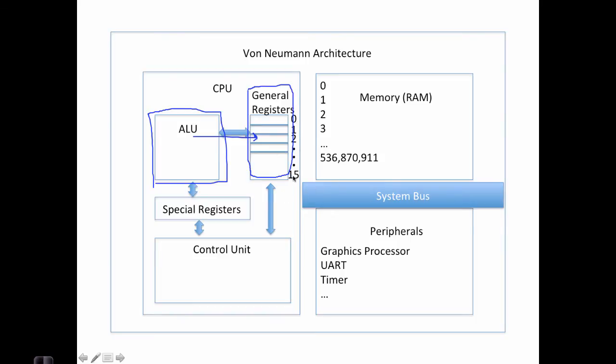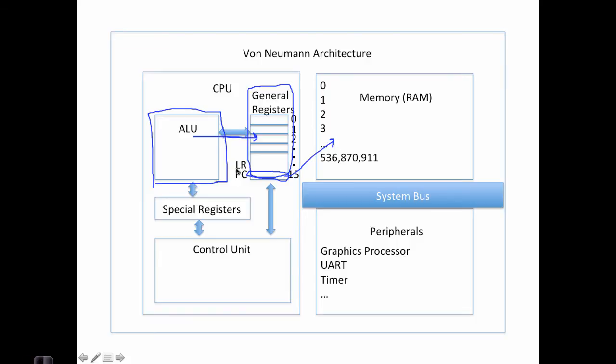We number them 0 through 15. These are considered general purpose registers. We can do pretty much any operation we want with any of these. However, the three highest registers have some special meaning. Register 15 is the program counter. What that means is this register contains the address in memory of the next instruction that we want to execute.